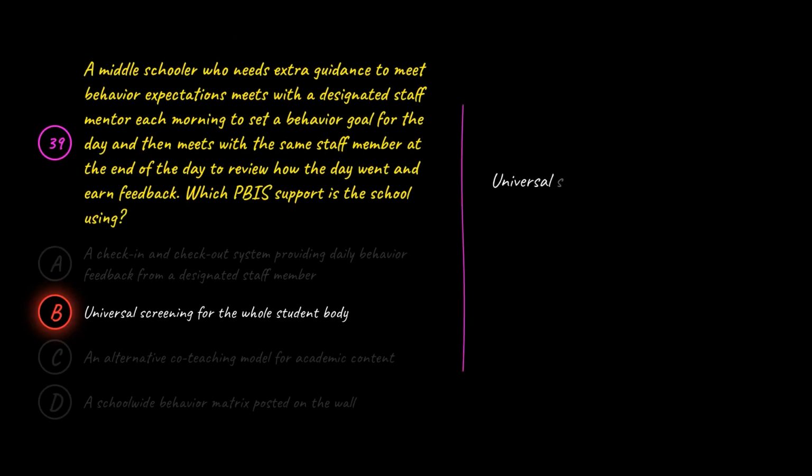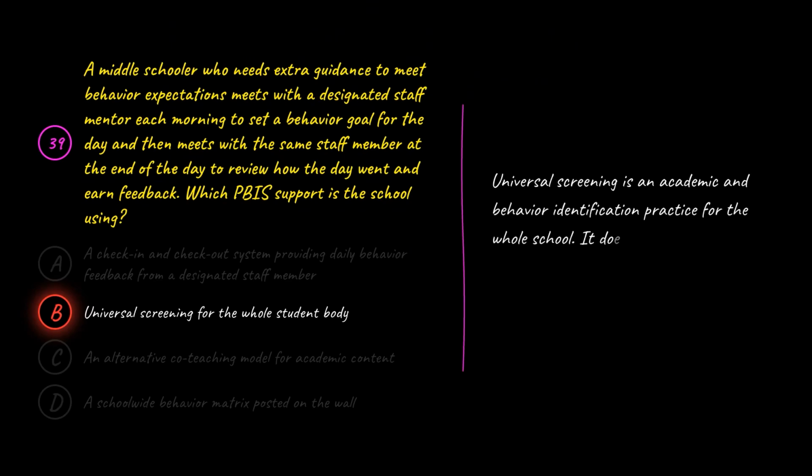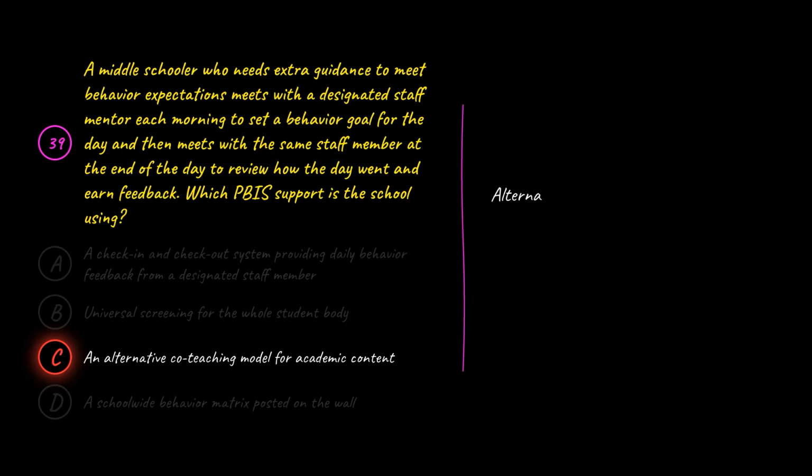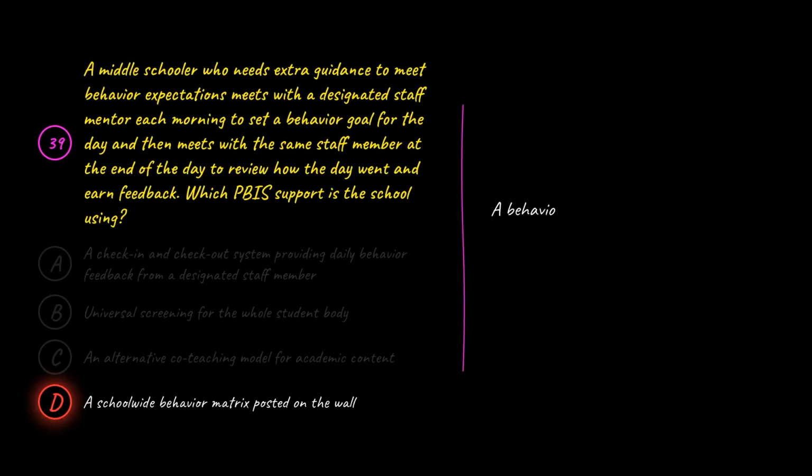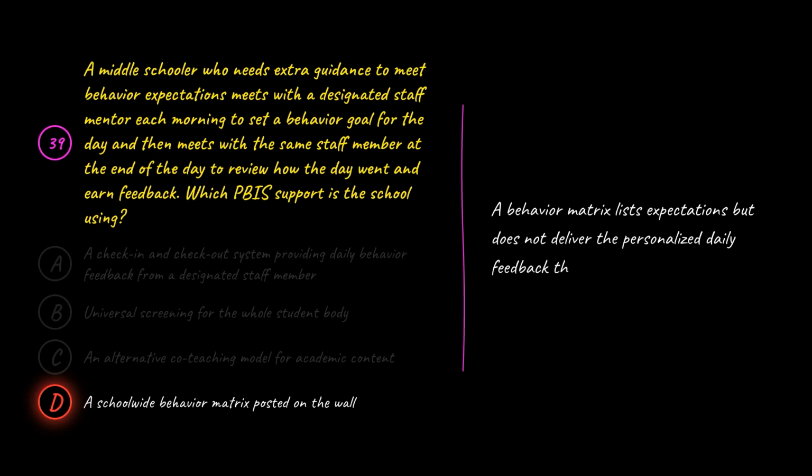B is wrong because universal screening is an academic and behavior identification practice for the whole school. It does not provide the one-on-one daily mentor relationship described. C is wrong because alternative co-teaching is an academic delivery model, not a behavior support system. It does not involve a daily mentor check-in. D is wrong because a behavior matrix lists expectations but does not deliver the personalized daily feedback the student is receiving.